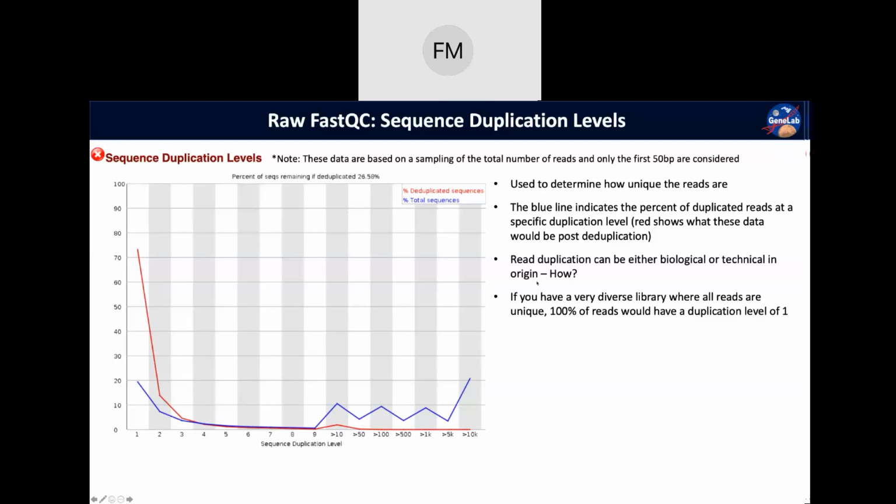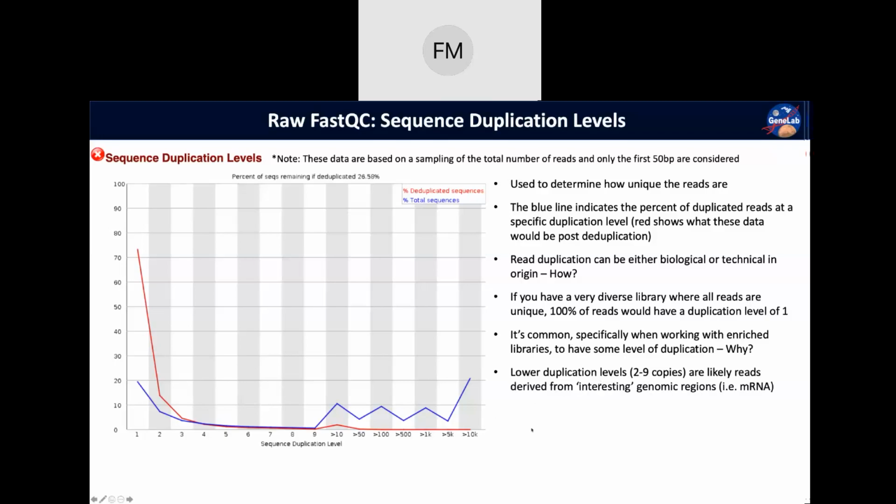And so, as we mentioned before, these duplicates can be either biological or technical. And if your library is very diverse, this blue line here will be all the way at 100%, so you have a duplication level of 1. And then I mentioned this already, it's common, specifically when working with enriched libraries, enriched being that they go through that PCR step, to have some level of duplication. So I already answered that for you.